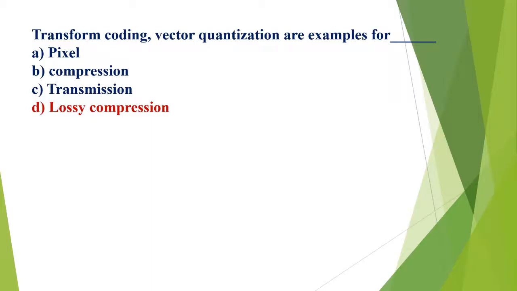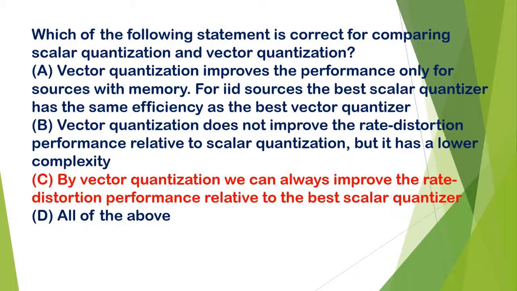And the correct option is D. Lossy compression. Which of the following statements is correct for comparing scalar quantization and vector quantization? A. Vector quantization improves the performance only for sources with memory. For IID sources, the best scalar quantizer has the same efficiency as the best vector quantizer. B. Vector quantization does not improve the rate distortion performance relative to scalar quantization, but it has a lower complexity. C. By vector quantization, we can always improve the rate distortion performance relative to the best scalar quantizer. D. All of the above.